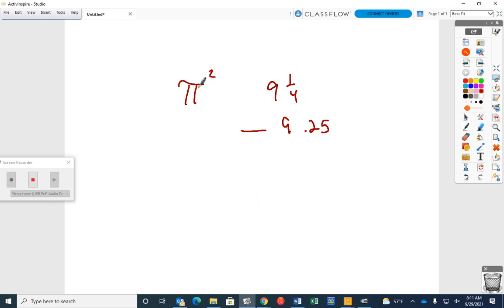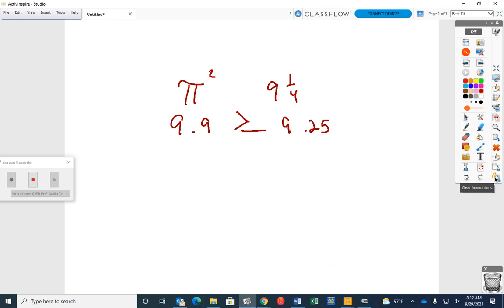Now, what does pi mean? 3.14, and it keeps going, but we'll just use 3.14. If I take 3.14 and I square it, what's 3.14 times 3.14? I'll do it in my head real quick. 9.85. So we could even round that to 9.9. Looking at this, if I was going to compare these two, which one would be greater? 9.9 or 9.25? 9.9. So I would have it like this, right? Does that make sense what we did? Okay, good. All right, let's take a look at another one.